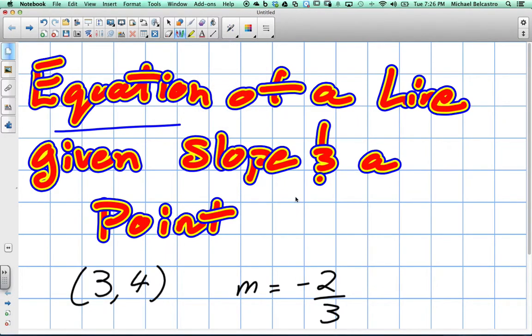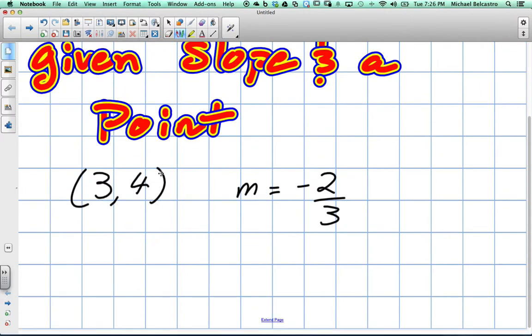Okay, so let's go over the equation of a line given a point and a slope. We have a point right here, a coordinate on a graph, and this coordinate represents an x and a y value. And we have a slope, which is usually written as m. Okay, what do those mean?